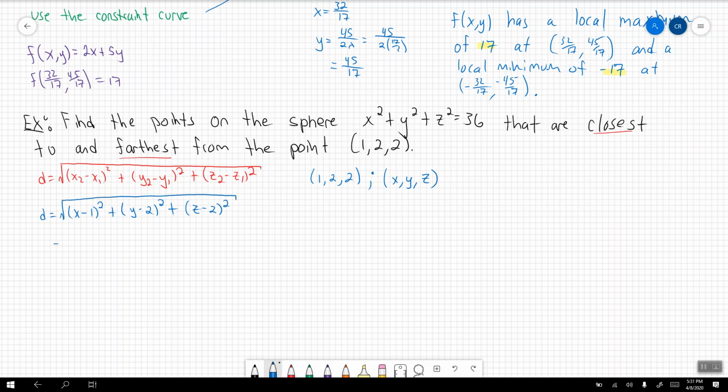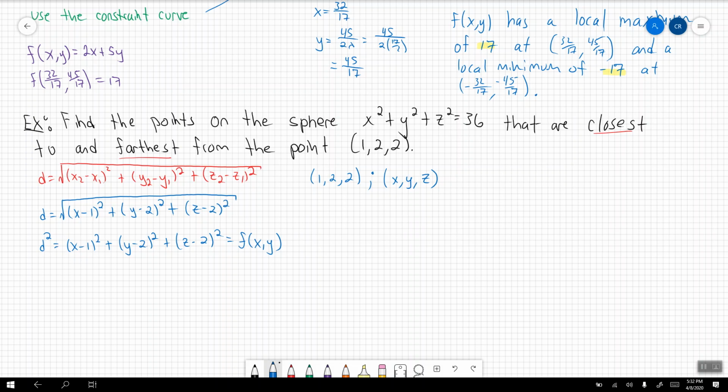Now, very similar to what we had earlier, if I'm trying to find the smallest distance, I can use the square of that distance as my formula. Which means this is going to be my function that I'm looking to maximize or minimize. So this is what we want to pay attention to.